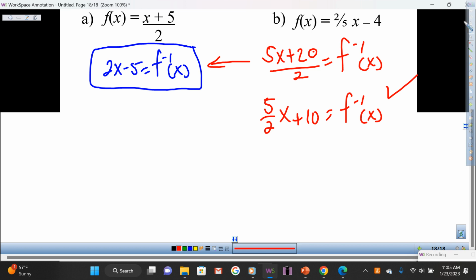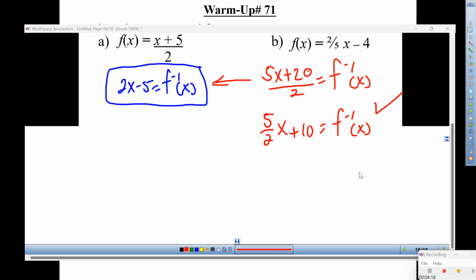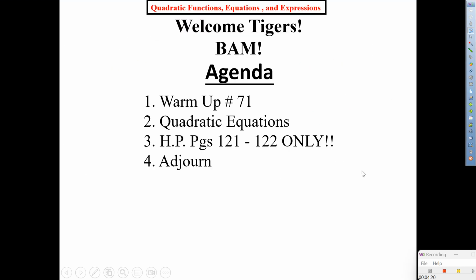All right, copy the agenda for today. Here we go. Warm-up number 71, Quadratic Equations. Tonight's homework, only 2 pages, 121 and 122. But as I mentioned earlier, today we start with applications. Let's go. Your favorite throughout your math career, right? All the word problems. Let's go. Oh yeah, we got this.